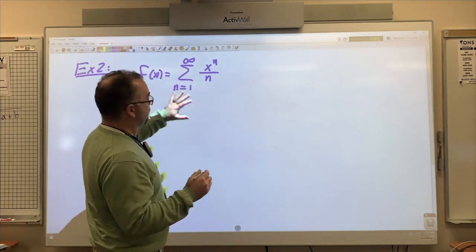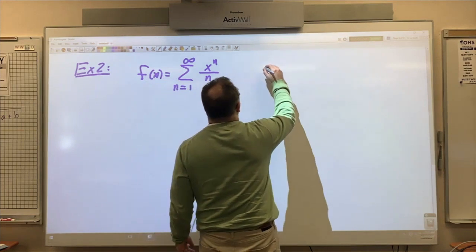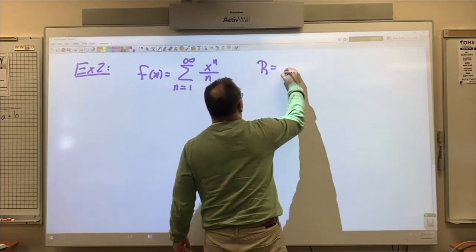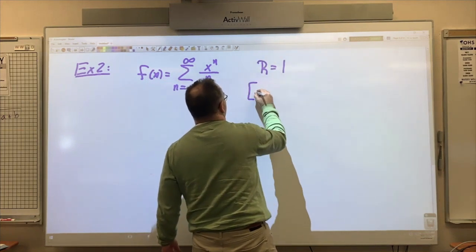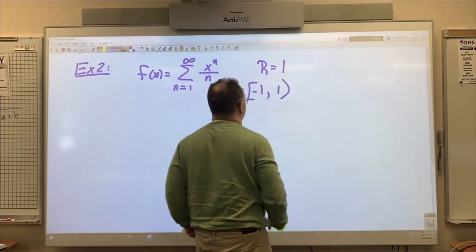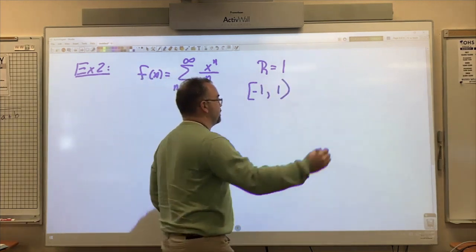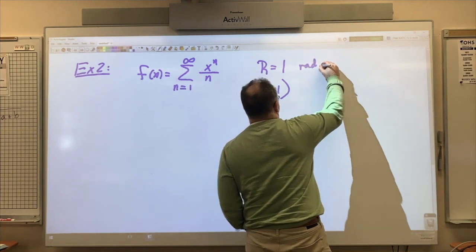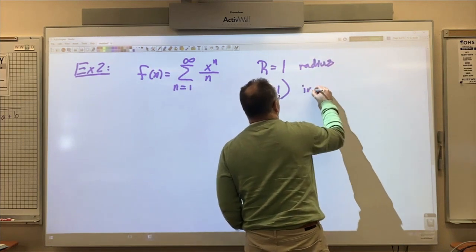So for f of x, we know that the radius of convergence is 1. The interval looks like this. So the radius of convergence here, and the interval here.